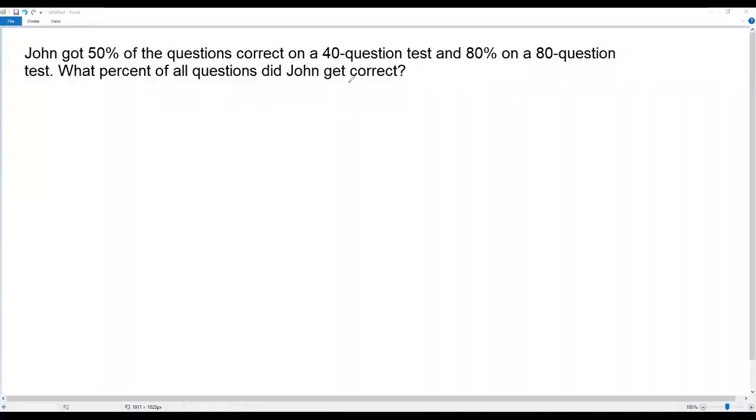Here we have a problem on percentage. Okay, let's go over the question. John got 50% of the questions correct on a 40 question test and 80% on an 80 question test. What percent of all questions did John get correct?